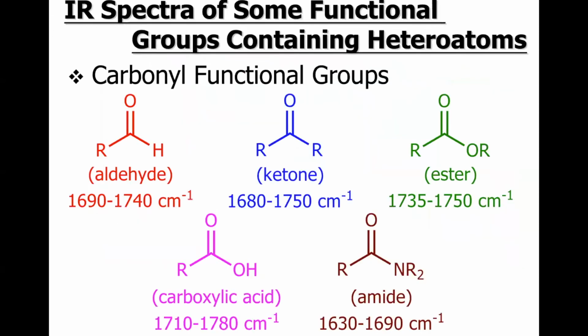If we're looking at carbonyls, we see aldehyde, ketone, ester, amide, carboxylic acid, and they have their own range of where they're going to appear on the IR. So this 1,700 range in the IR spectrum is going to be attributed to the carbonyl, the C double bond O, and that's going to give a different value depending on the type of carbonyl that we have.